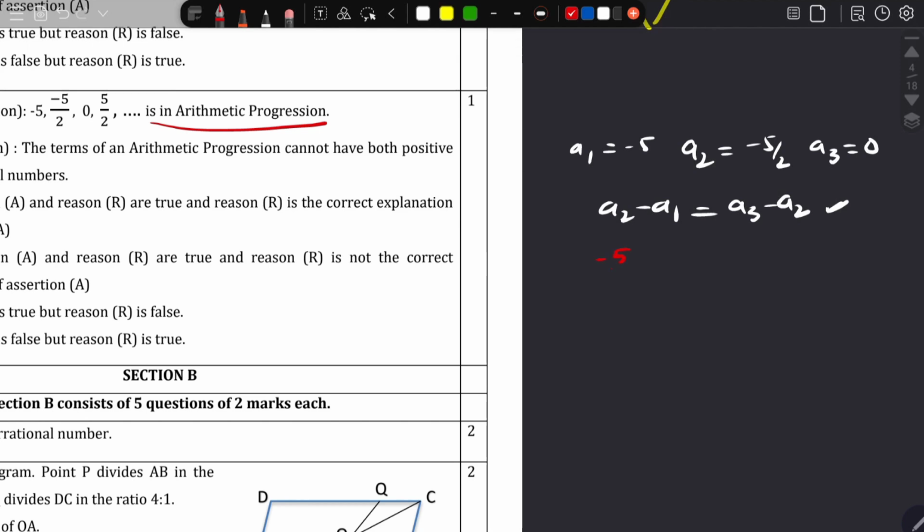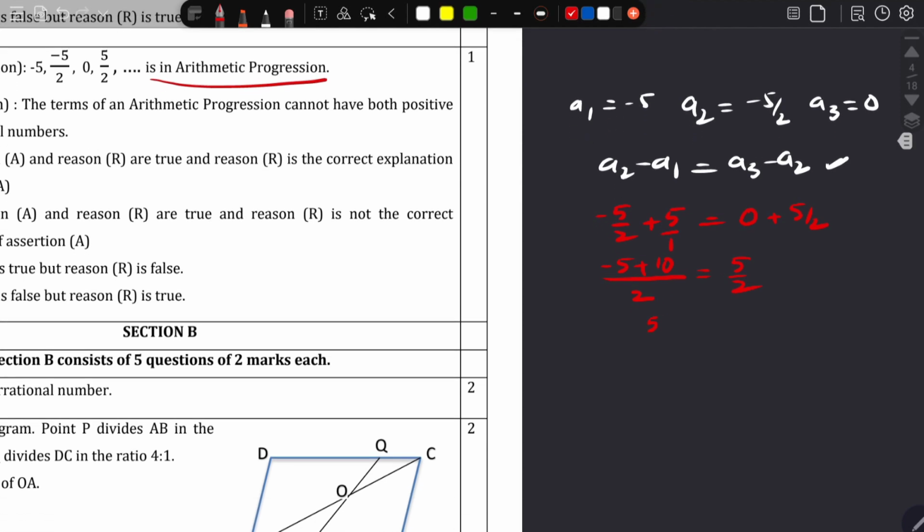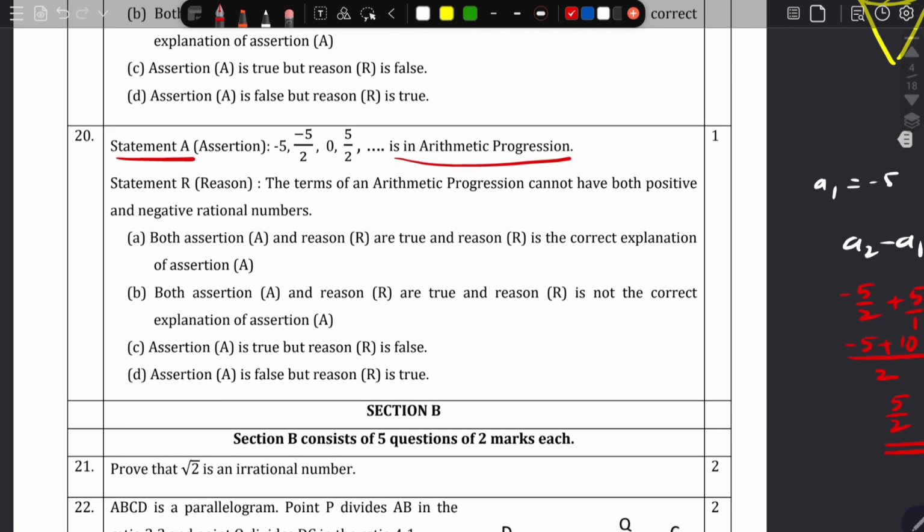Then a2 is -5 by 2 minus of -5, so plus 5, which is equal to a3, which is 0, minus of -5 by 2, so plus 5 by 2. Take LCM on the left hand side: 2 is the LCM, so -5 plus 5 into 2, that is 10, which is equal to 5 by 2. The answer is -5 plus 10, so 5 by 2 is equal to 5 by 2. So LHS is equal to RHS, so definitely it is in AP. So the assertion is true.